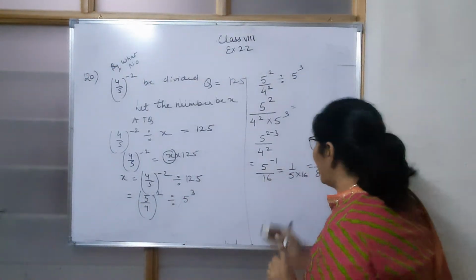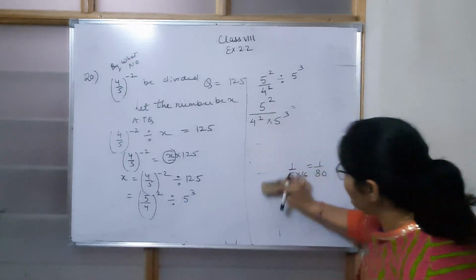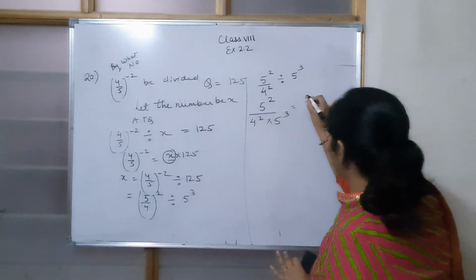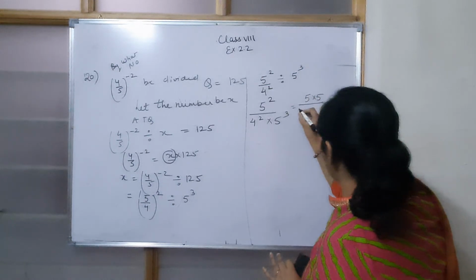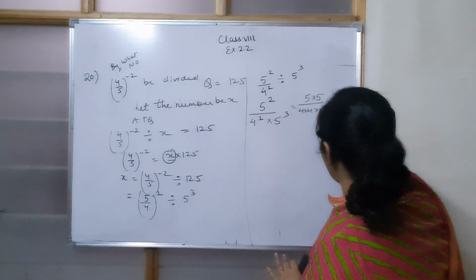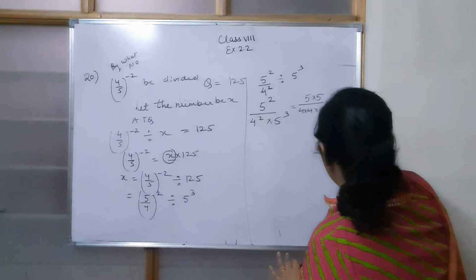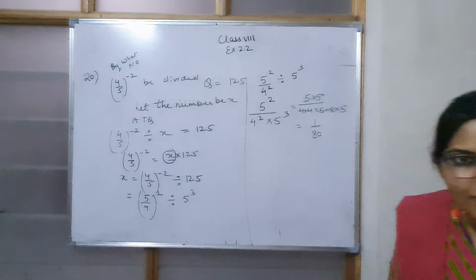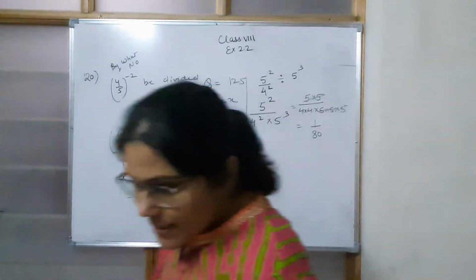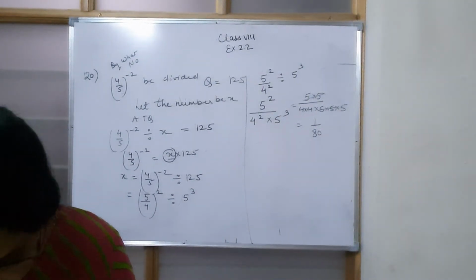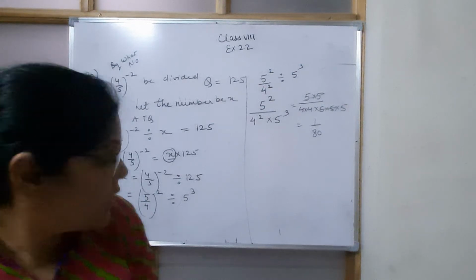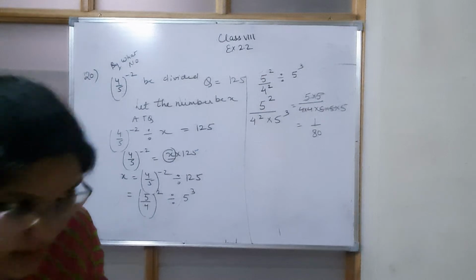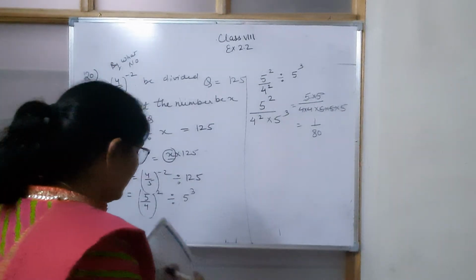Now I am explaining it in a much easier way. If you cannot apply the law of exponents here, what is this? This is 5 into 5, this is 4 into 4, and this is 5 into 5 into 5. Two 5s cancel, so I am left with 1 upon 80. Fine? So our x will be 1 upon 80. It means we just need to divide this number by 1 upon 80.